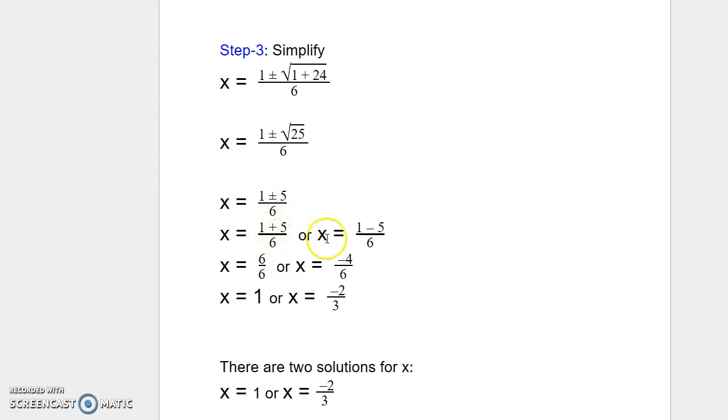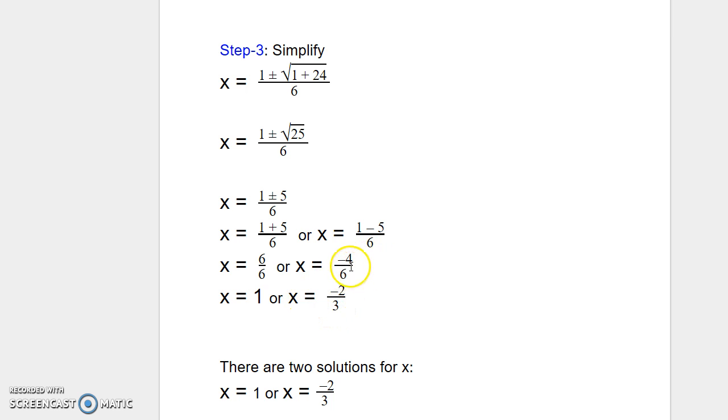So plus or minus means it has two solutions. One with a plus sign, one with a minus sign. So x equals 1 plus 5 divided by 6, or x equals 1 minus 5 divided by 6. 1 plus 5 is 6, divided by 6, which is equal to 1, or x equals 1 minus 5, which is -4 divided by 6.